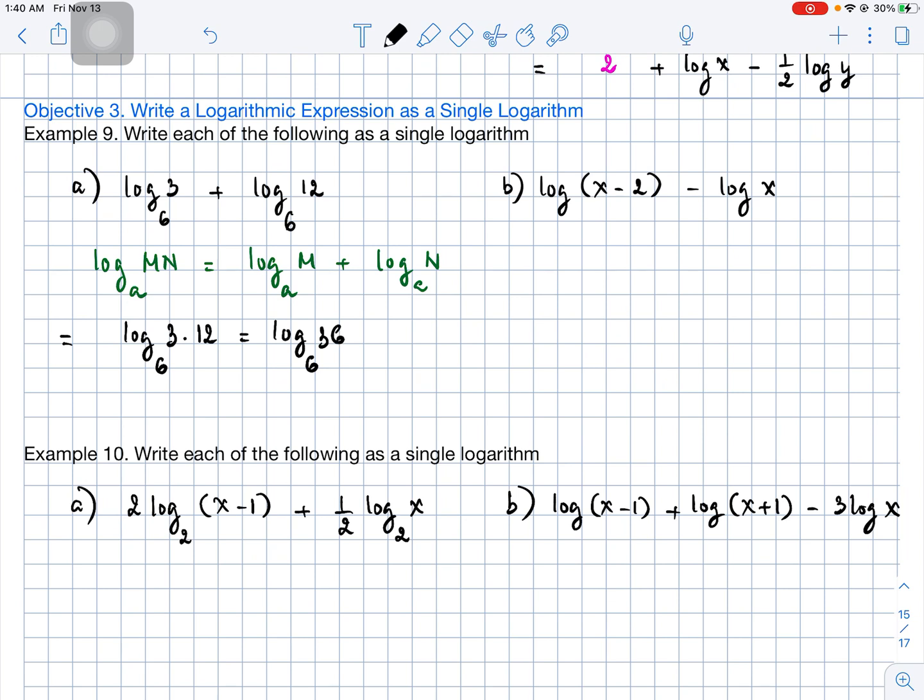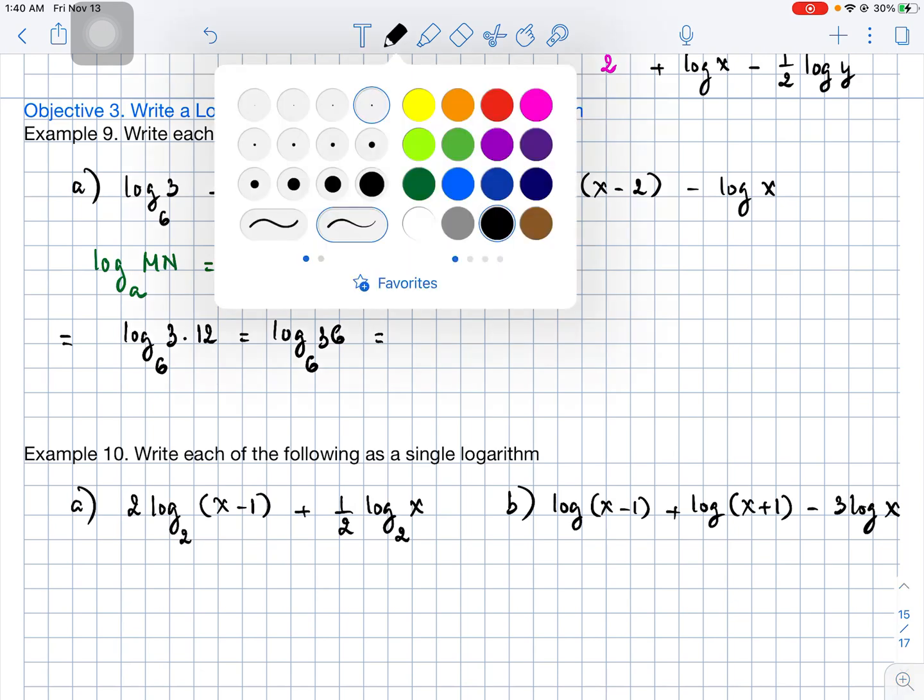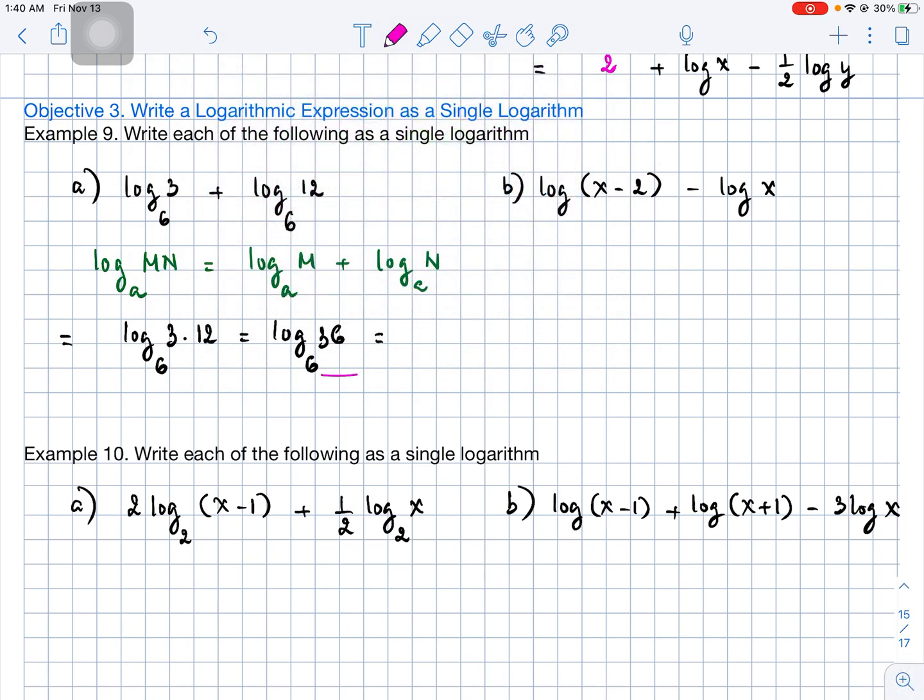And we have the base and the argument are numbers. Then you check to see if we can go more. What is the answer for this? 6 to the what power will give 36? The answer will be 2.